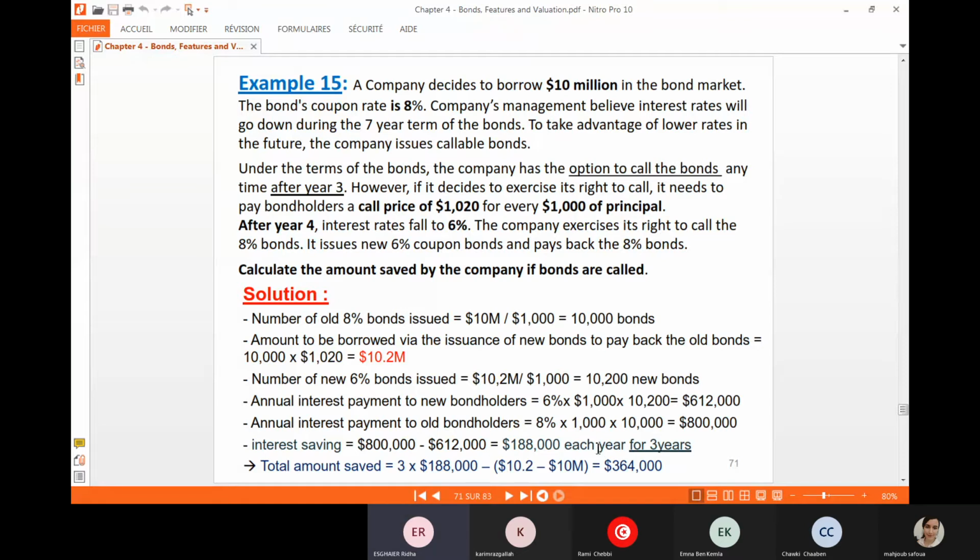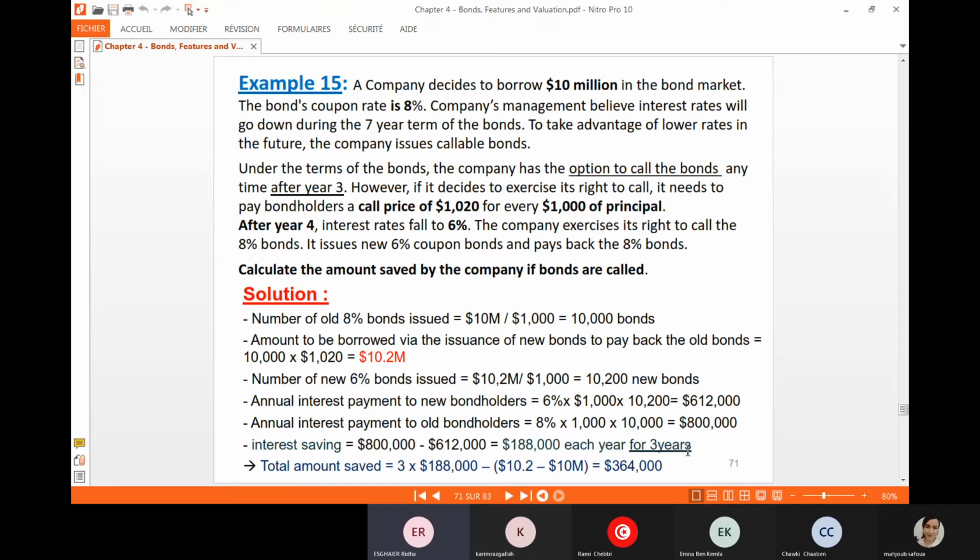Over how many years can you save $188,000? During 3 years, because in year 4 you decided to issue the new bonds. So in years 5, 6, and 7, you will pay $612,000 interest instead of $800,000 if you call the old bonds. So you save $188,000 annually during 3 years.